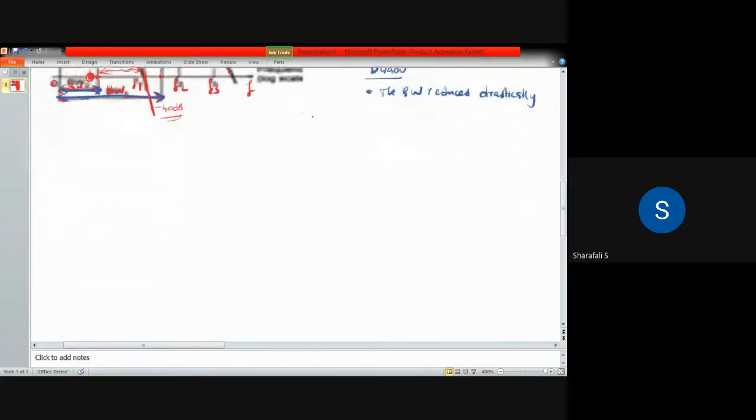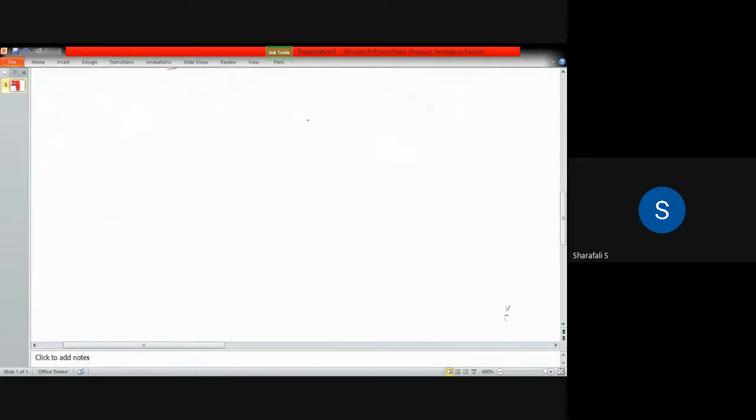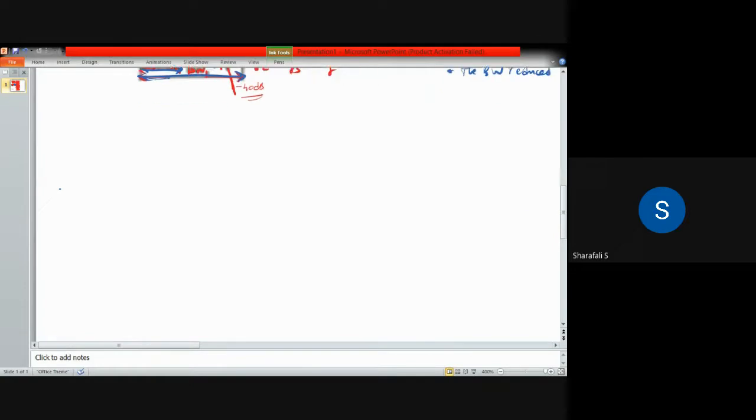Now we will look into another kind of compensation technique. This is also coming in the external compensation. This is the second technique in the external compensation. This is called pole zero compensation.